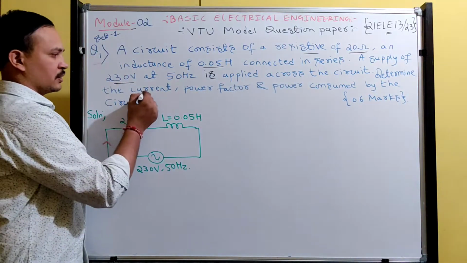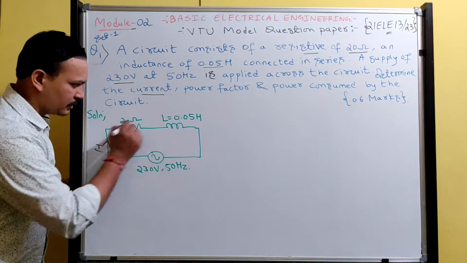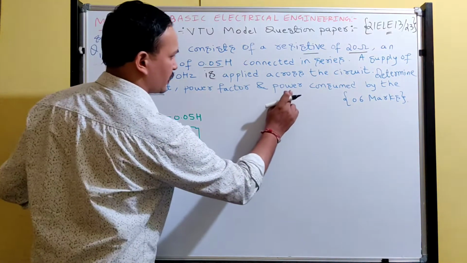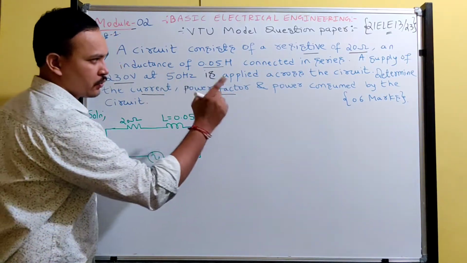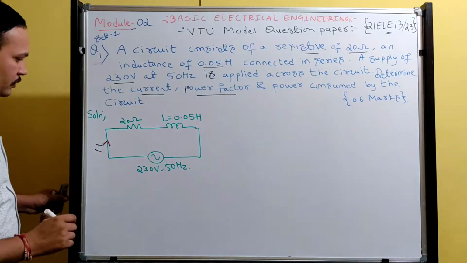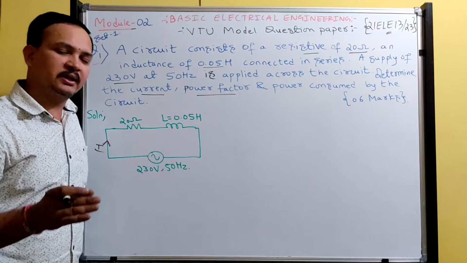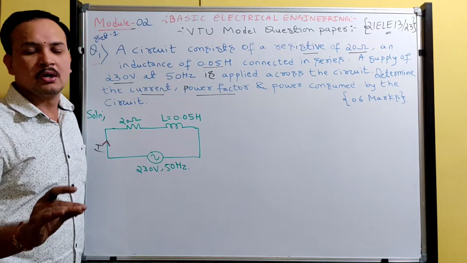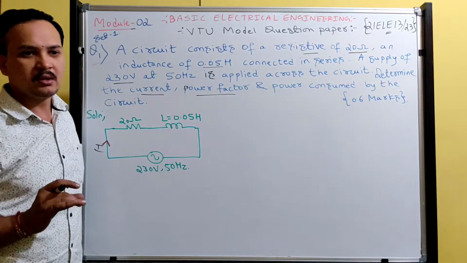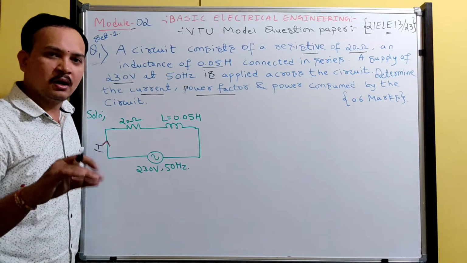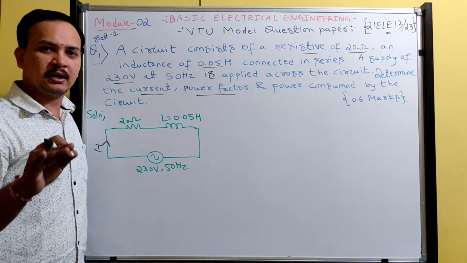Determine the current flowing in the circuit, the power factor, and also the power consumed by the circuit. Whenever you are solving problems on AC circuits, whether single phase or 3-phase, you must know how to find impedance. This is the first step. If you make a mistake in this step, almost the entire problem will become wrong. So find impedance in a correct manner.